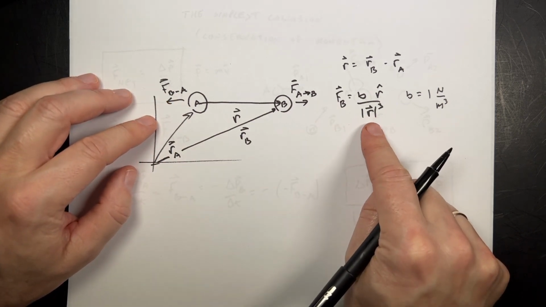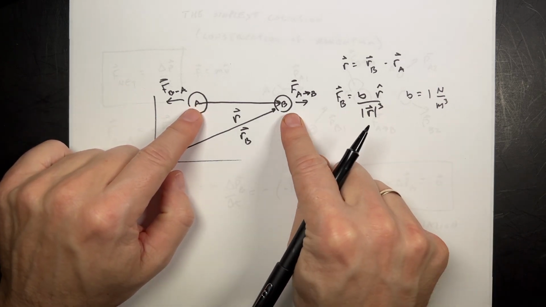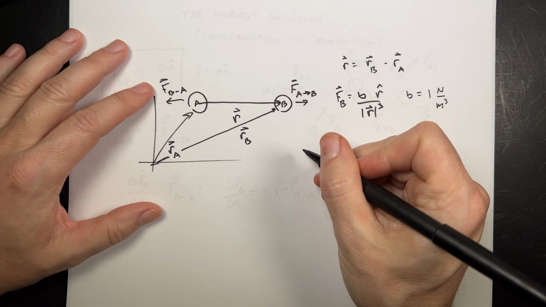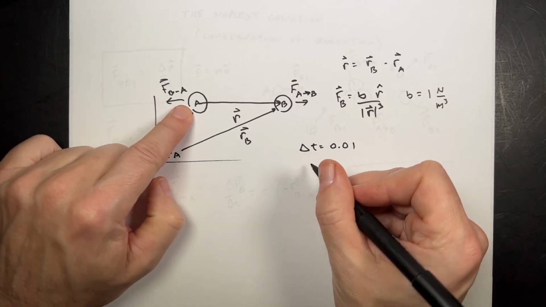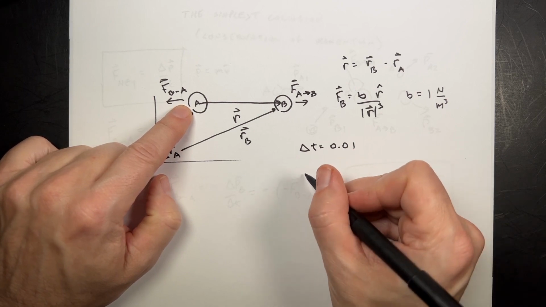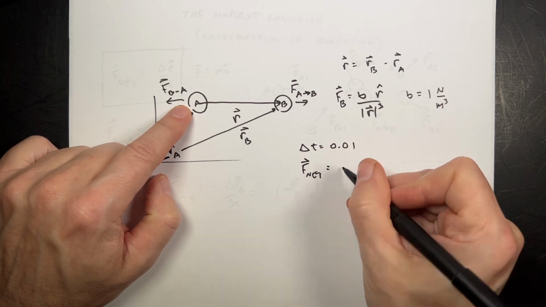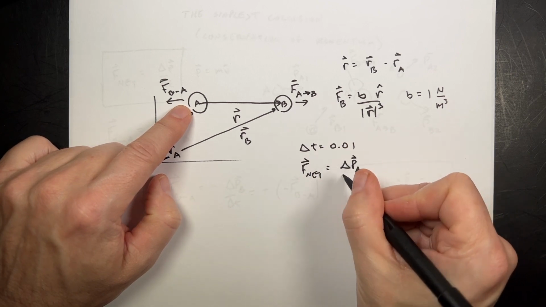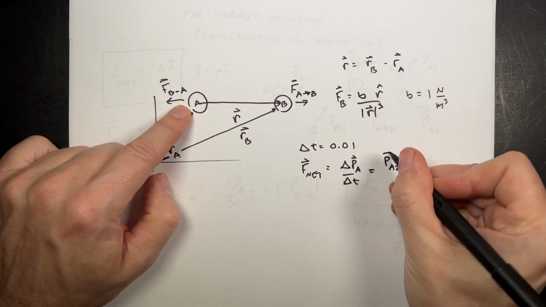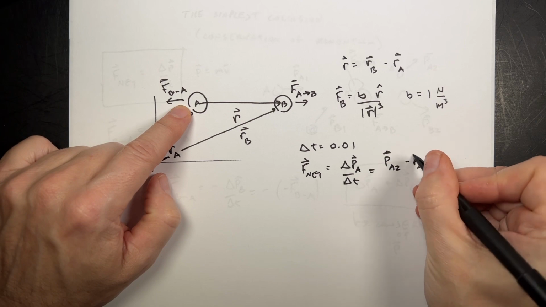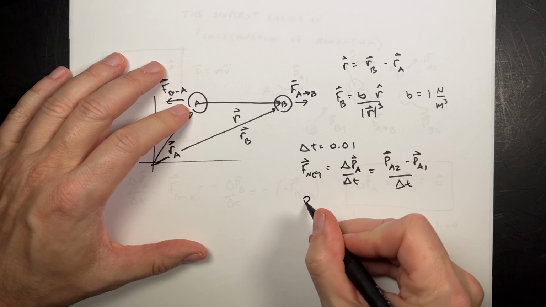I'm doing it this way because I want it to be a very short range force, right? Because if R is very large, the force is pretty small. But in general, what we're going to do is, let's say delta t is 0.01. So if I look at object A, I can say the net force, F net, which is this force, the opposite of it, is delta PA over delta t, and that's going to be equal to PA2 minus PA1 over delta t. I can solve this for PA2.